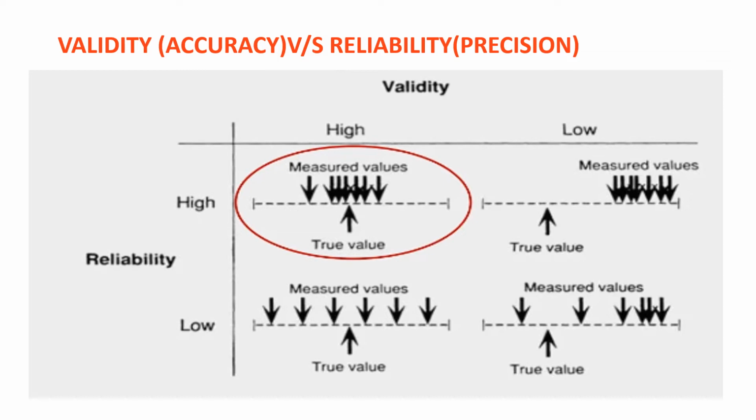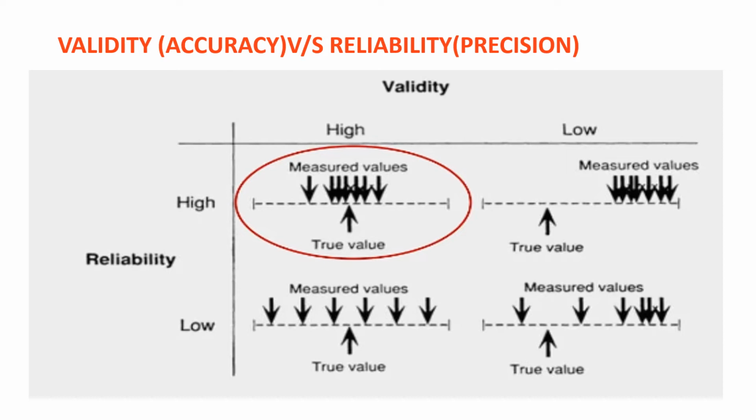In that case, it has low reliability but high validity. Now coming to the fourth situation, here the repetition isn't reliable, and the test results are far away from the true value, hence it has low validity and low reliability.